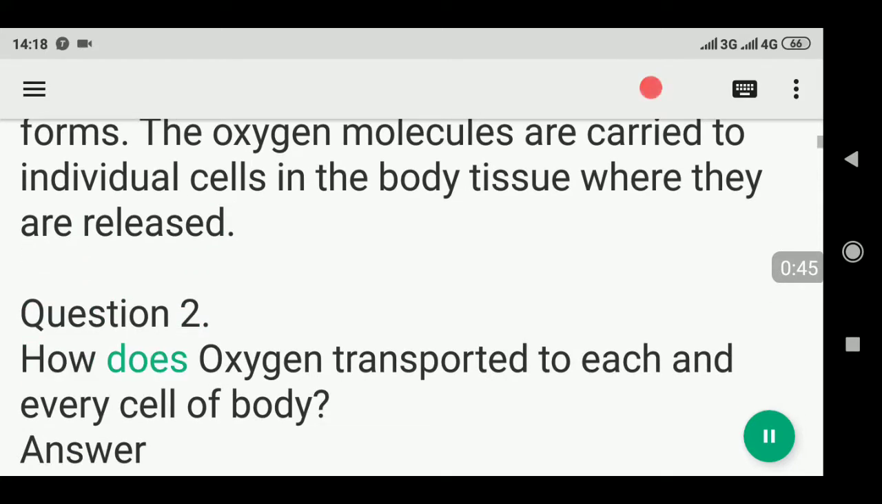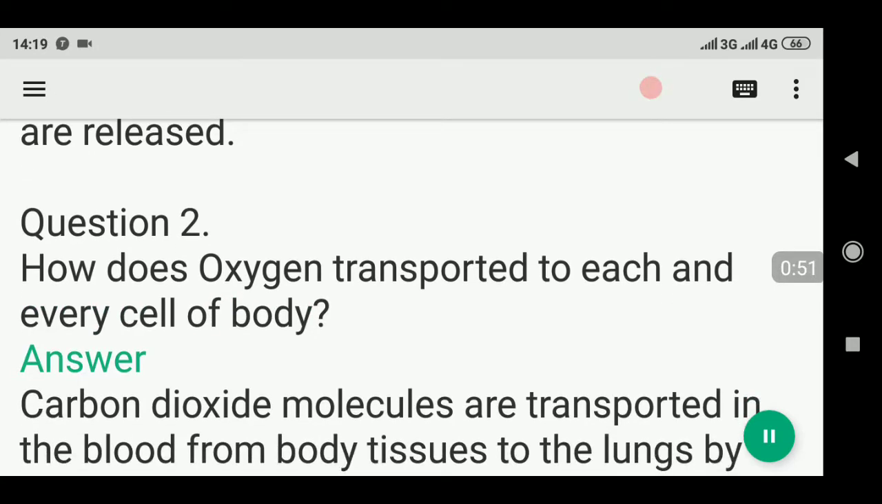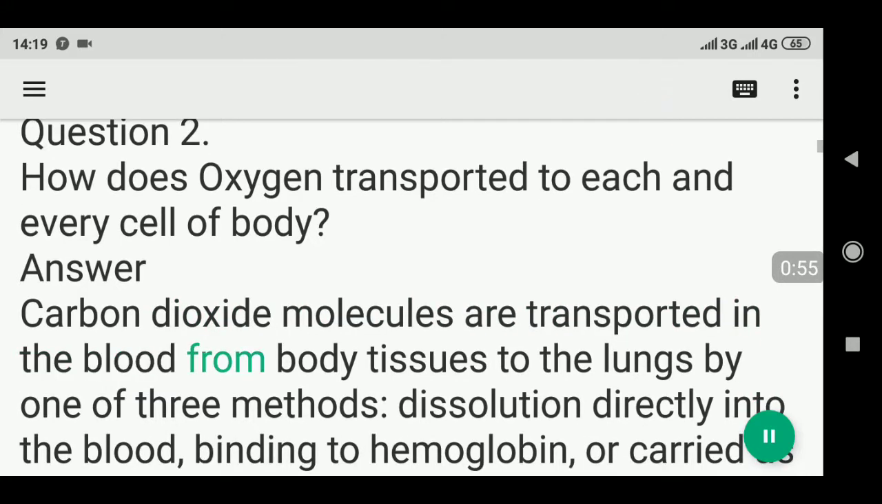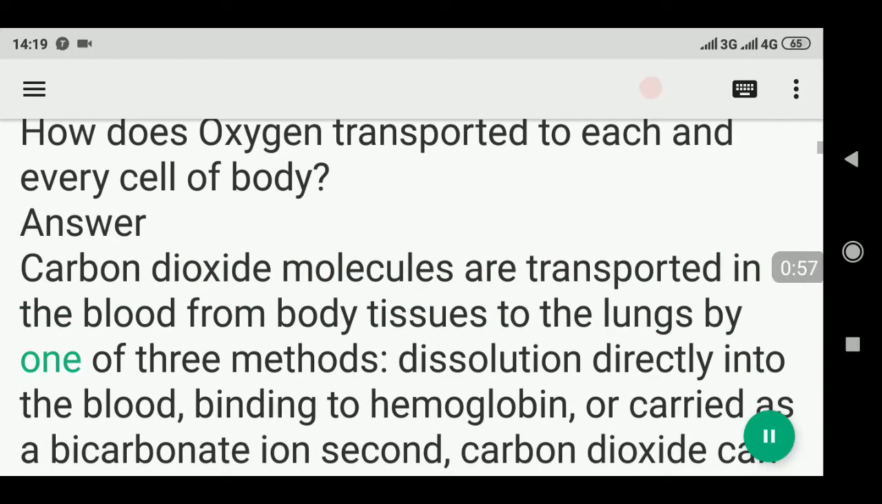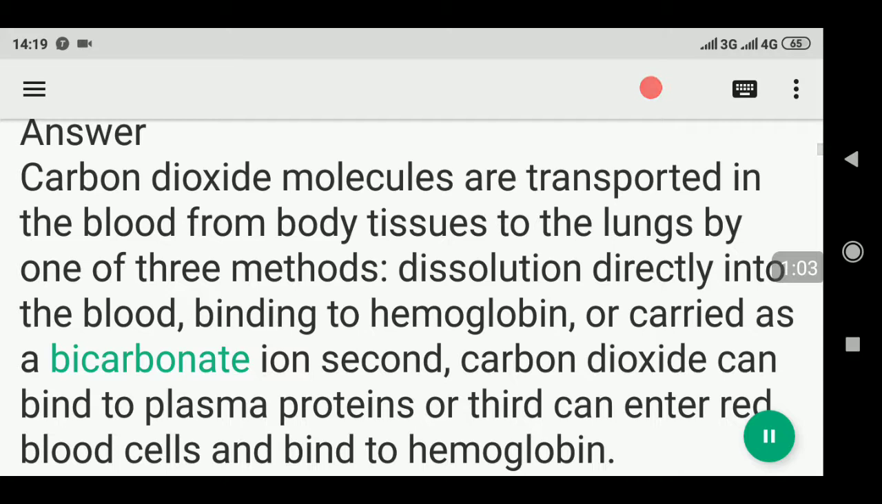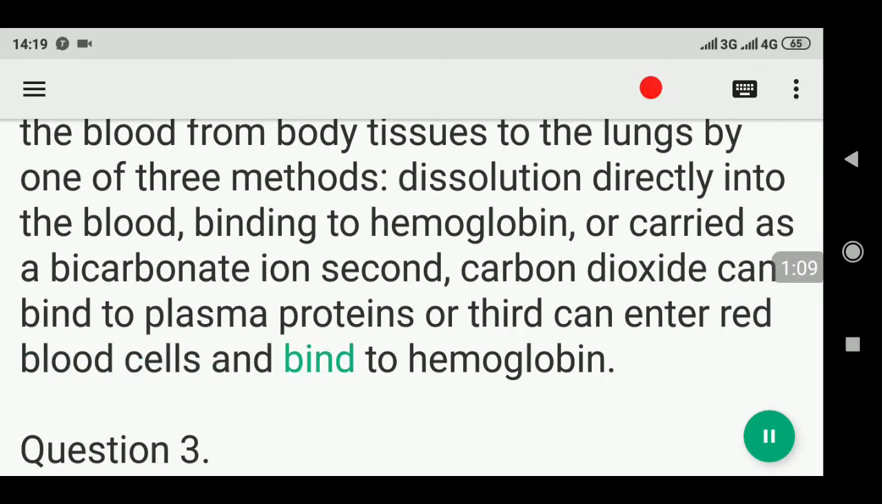Question 2. How is carbon dioxide transported? Answer. Carbon dioxide molecules are transported in the blood from body tissues to the lungs by one of 3 methods: dissolution directly into the blood, binding to hemoglobin, or carried as a bicarbonate ion. Second, carbon dioxide can bind to plasma proteins, or third, can enter red blood cells and bind to hemoglobin.